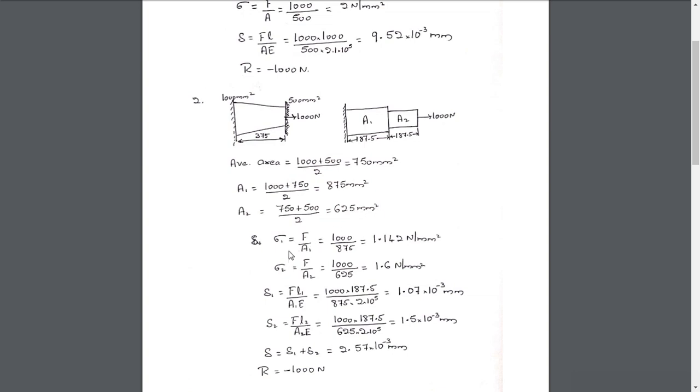Next, let us find the stress of the first and second elements, force by area. I get 1.142 Newton per millimeter square. Stress sigma 2 is equal to 1.6 Newton per millimeter square. As usual, deformation delta 1, delta 2, is FL by AE. Substituting all the values, delta 1 is 1.07 into 10 power of minus 3, and delta 2 is 1.5 into 10 power of minus 3. Adding both, the total deformation is 2.57 into 10 power of minus 3. As usual, the reaction force is negative, that is minus 1000 Newton. Let us see how to solve this in ANSYS.